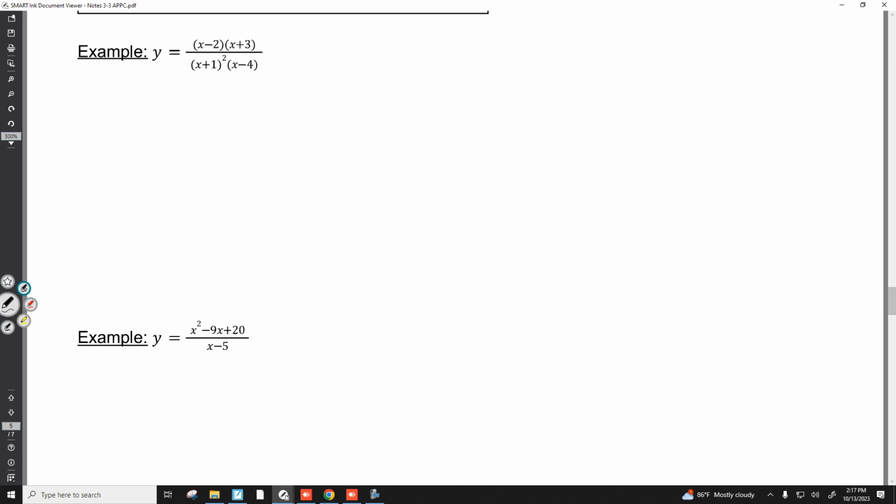Next, create your sign chart. Go. We're not even talking about end behavior yet. We're going to do that later. Just do what you did on your quiz today. Do your inequality, your sign analysis of this y equals.